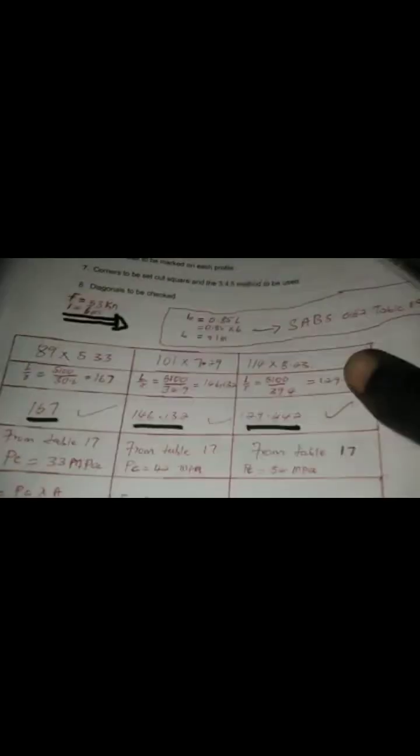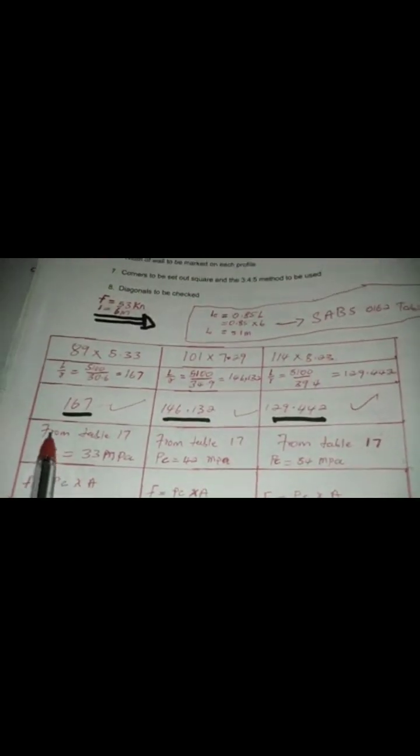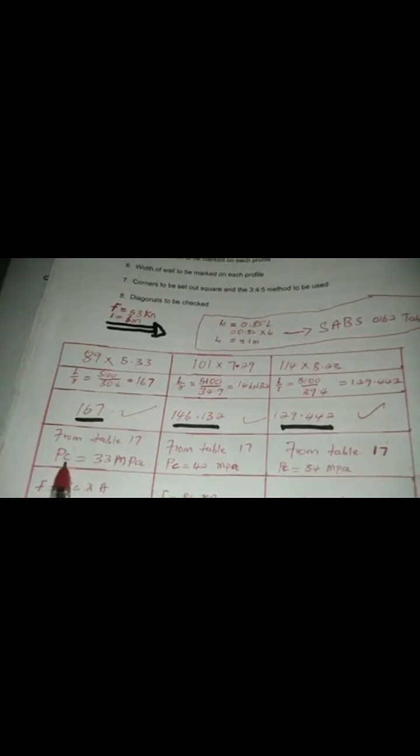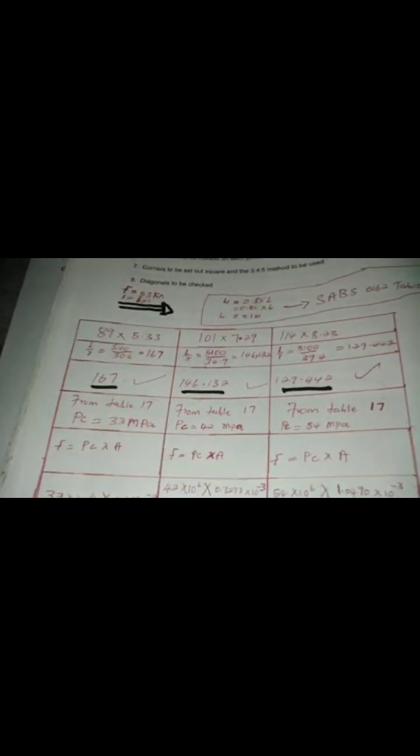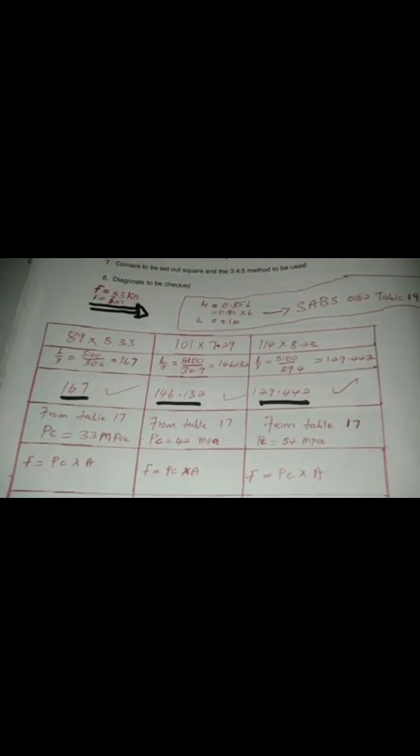So we don't have the PC, but this answer will guide us to find the PC from table 17. So ladies and gentlemen, let me show you how to find the PC. The PC is 33 MPa from table 17. And this number, our previous calculated answer, is going to guide us to find the PC. And then the A is this one.